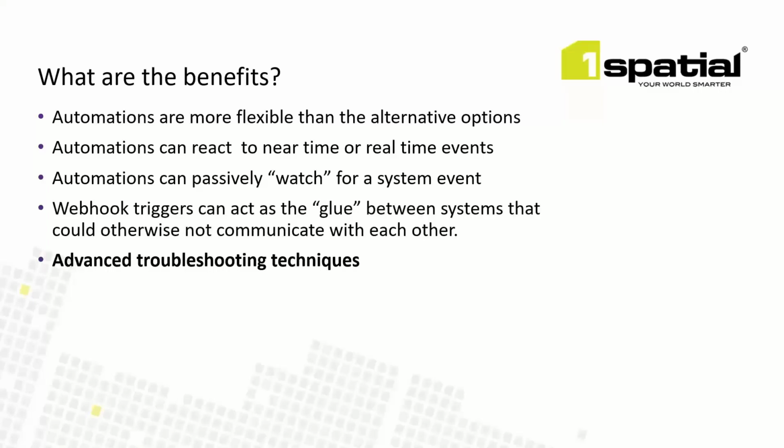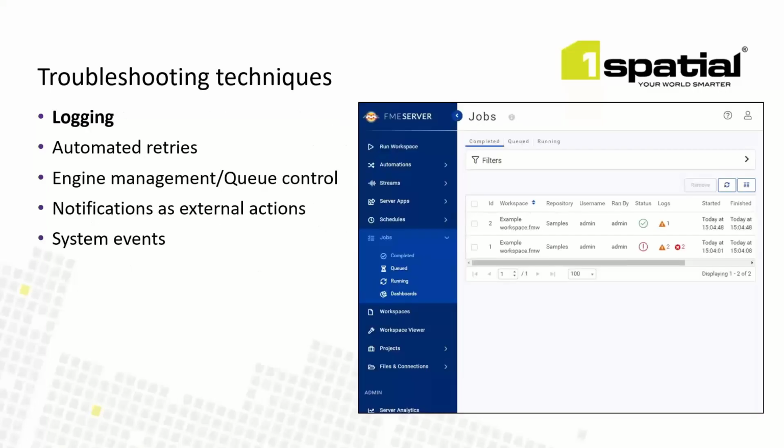And finally, automations come with a series of troubleshooting techniques, some of them more advanced than others, and these allow you to debug and manage unexpected events and data that may hit an automation that would otherwise cause an unexpected or invalid result, or worse, just a failure. So let's look in a bit more detail at some of these troubleshooting techniques, because in many ways I think they are the unsung heroes of FME Server.